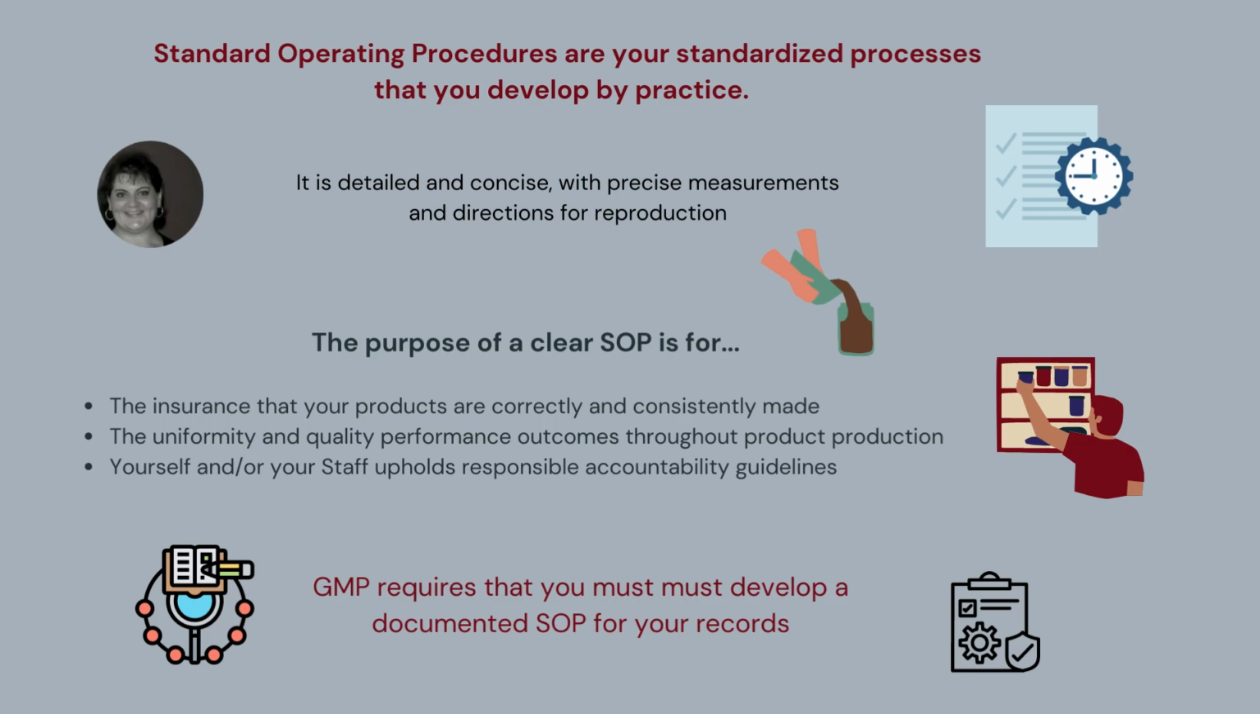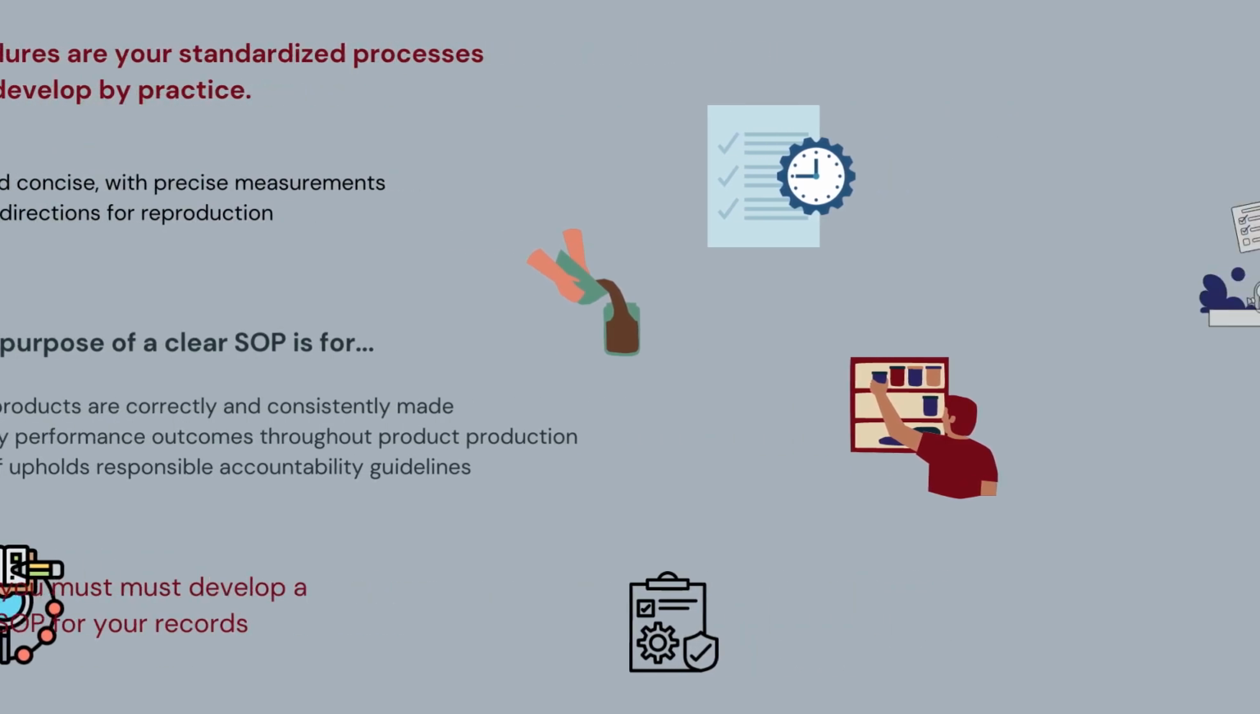Now, this means that your procedures are uniform, resulting in a quality outcome each time you make your products. 3, yourself and or your staff or helpers uphold the responsible accountability guidelines. This means that you and or your staff or helpers are aware of your protocols and have knowledge of the behavior of your product's processes. Now, GMP requires that you must develop a documented SOP for your records.